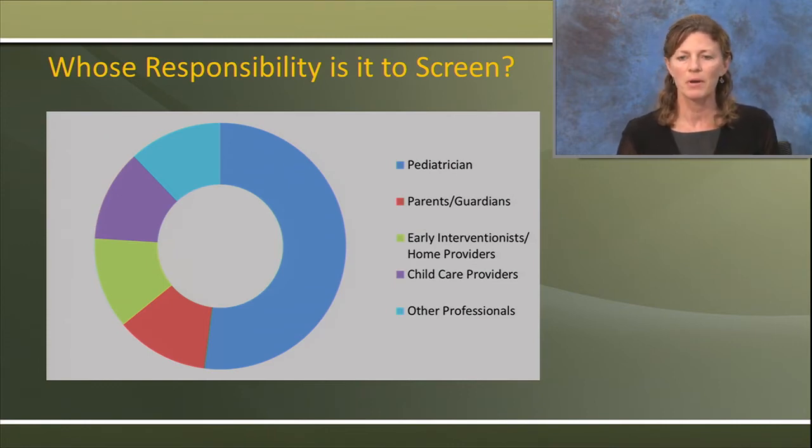to screen. Parents and guardians, being aware of the child's development and sharing concerns and taking those to the pediatrician should they exist. Early interventionists and home providers having a responsibility in this. Child care providers, sometimes they are the first professional to really see that child in an active social setting. And then, of course, any other professional who comes into contact with a young child.